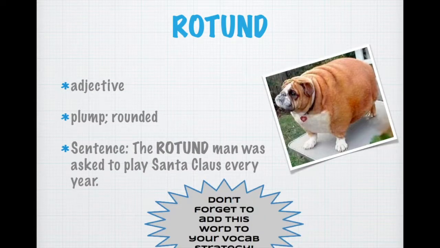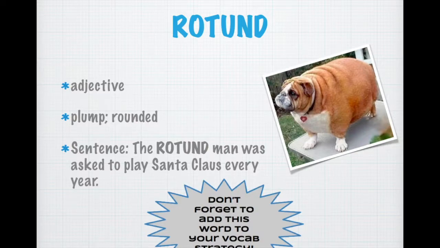The final word that uses this root is rotund, and this means plump or rounded, which you could probably guess based on the picture I have there. It's an adjective, so it's a describing word, and the sentence reads, the rotund man was asked to play Santa Claus every year. The sentence in your book is about Santa, too. It says Santa was described as a jolly fellow with a rotund belly that shook when he laughed, like a bowl full of jelly.